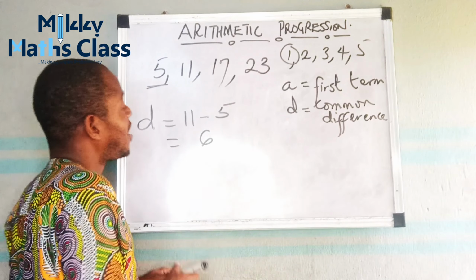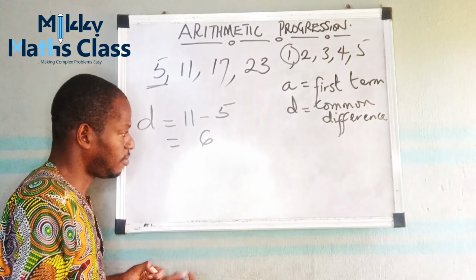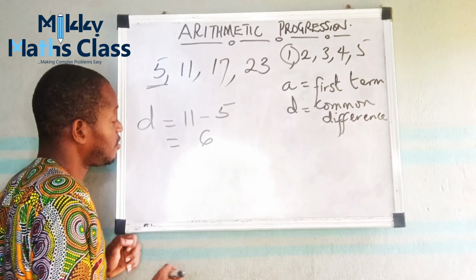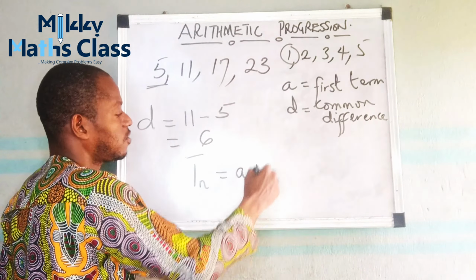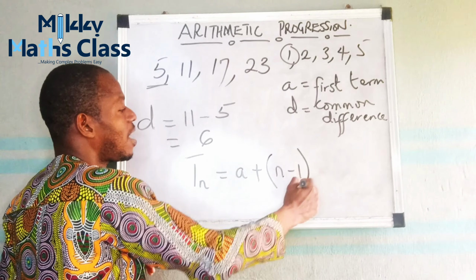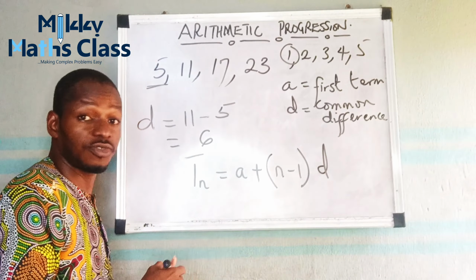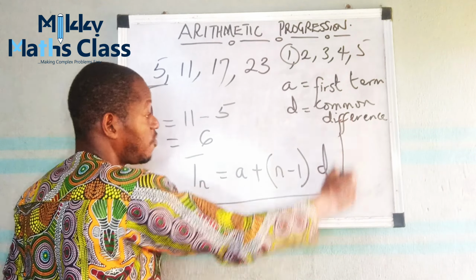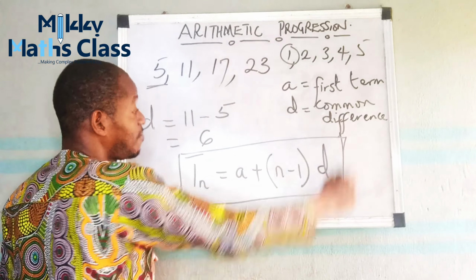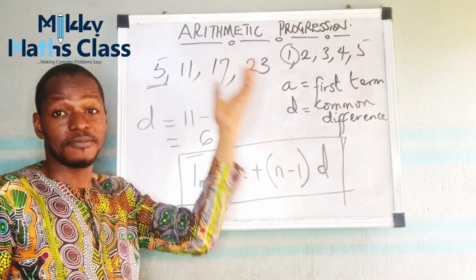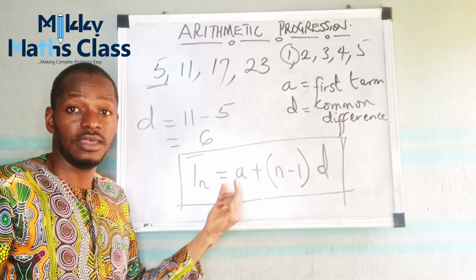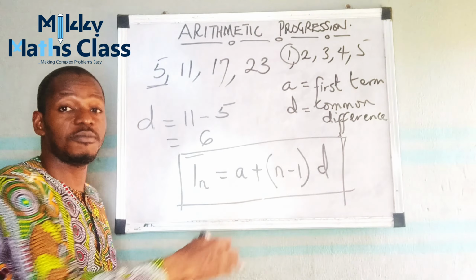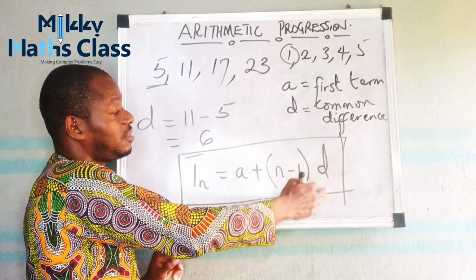Now the formula for finding the nth term of an arithmetic progression is given by this: A plus n minus 1 times d. So with this formula, I can use it to find the 100th term, the 1 millionth term, any term, so far as I have a grasp of this formula. Tn, the nth term, is given by A plus (n minus 1)d.